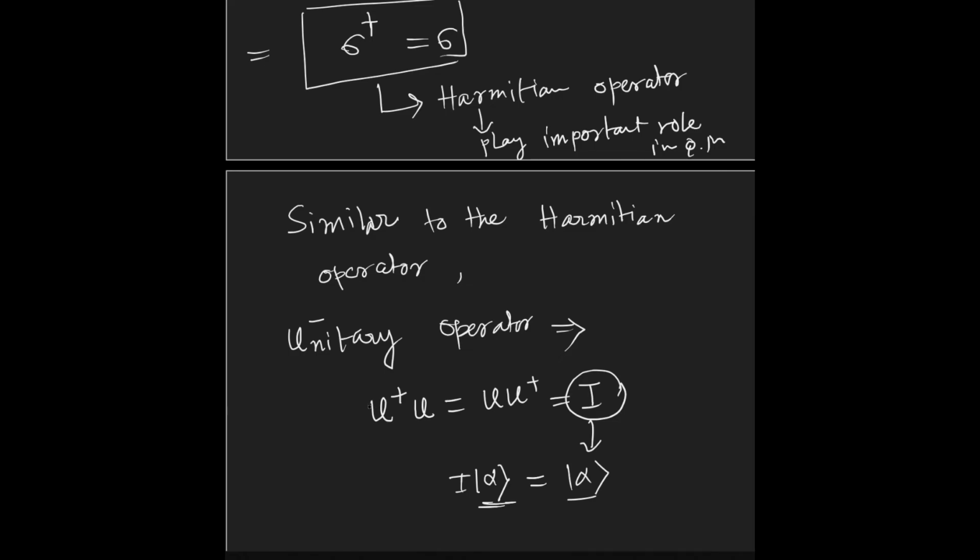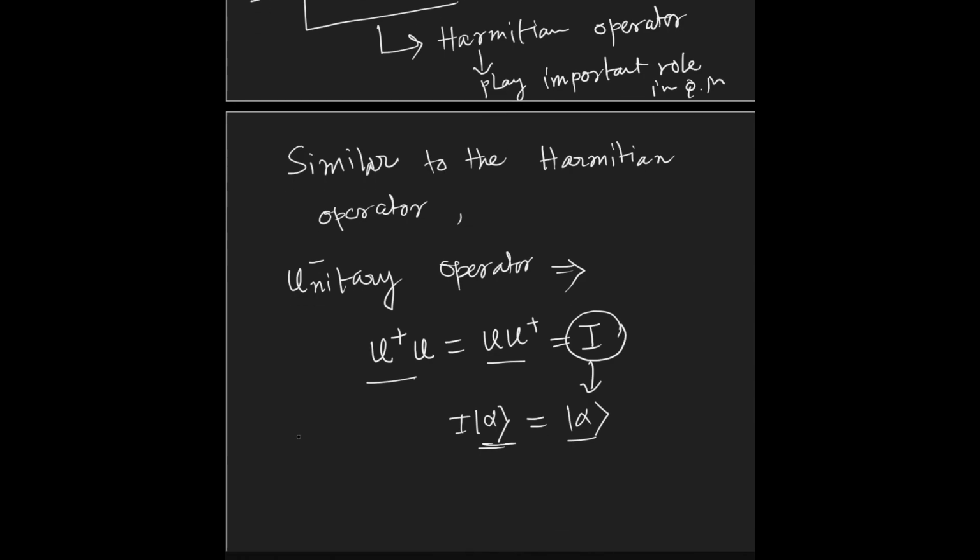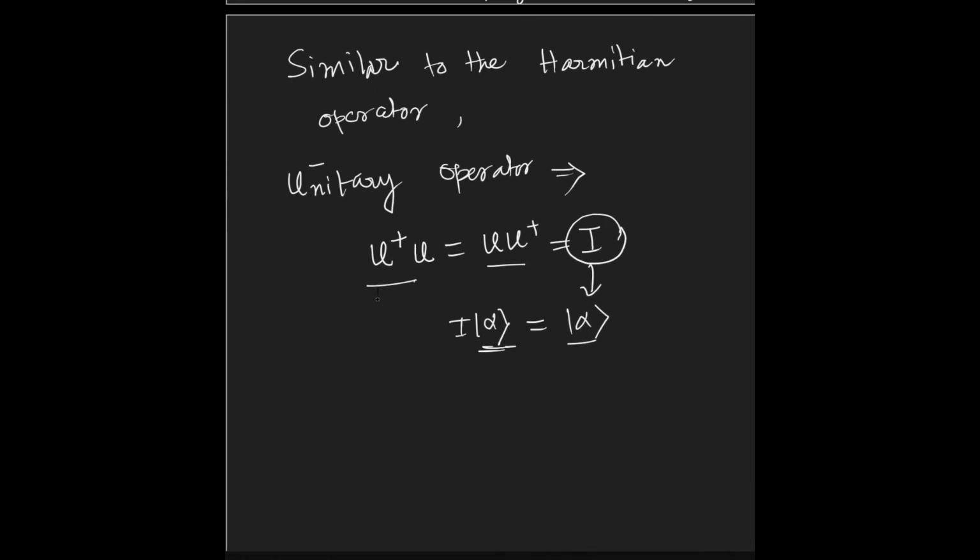If any operator u has the property that u dagger u equals u u dagger equals I, the identity operator, then this operator is called a unitary operator. This operator also plays a very important, crucial role in quantum mechanics.